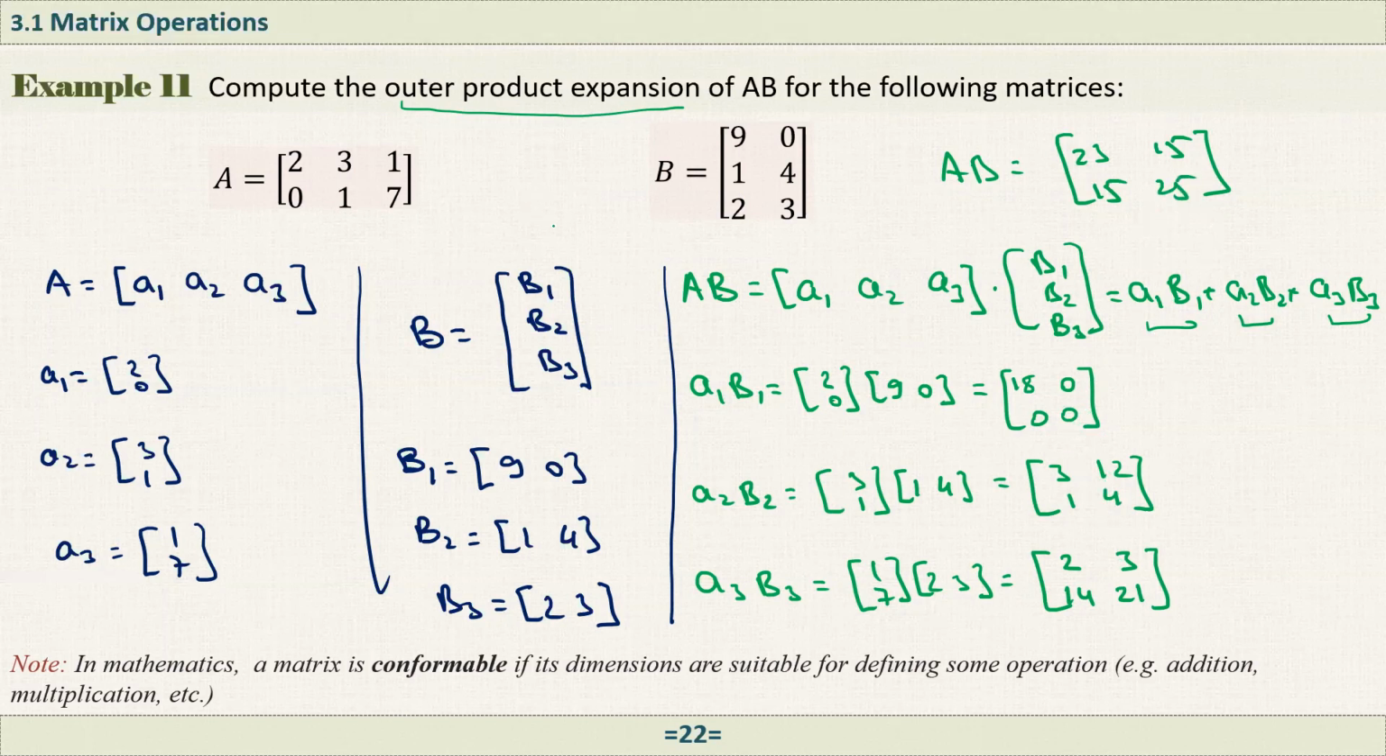Right? If you check here, 2 times 9, 18, plus 3 times 1, 3, is 21, plus 2, that is 23. And to get this one, I should multiply the first row by the second column. 2 times 0, 0, 3 times 4, 12, 1 times 3, it is 3, that's equal to 15. All right.